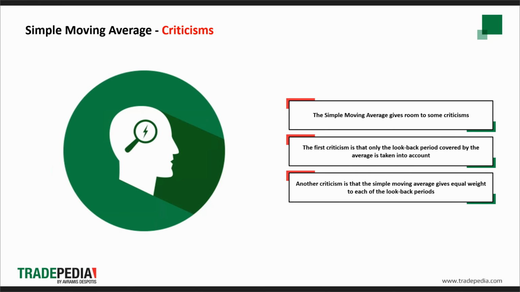Another criticism is that the simple moving average gives equal weight to each of the look back periods. So what does that mean? It means you take, for example, a 10-day moving average that I've talked about, and you divide it by 10. What it essentially means is that every day of the last 10 days is equally weighted. All right, so that is another criticism that the simple moving average receives. You give equal weight to the past 10 days. So if there's a spike, that day is given equal weight compared to a day where there's not much price movement. So that's another criticism that we have for the simple moving average.